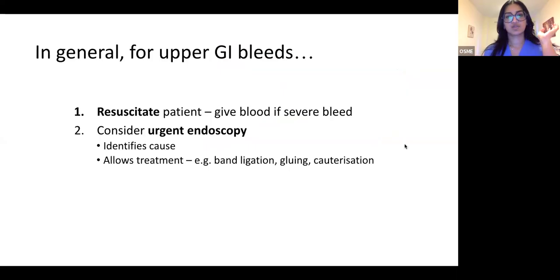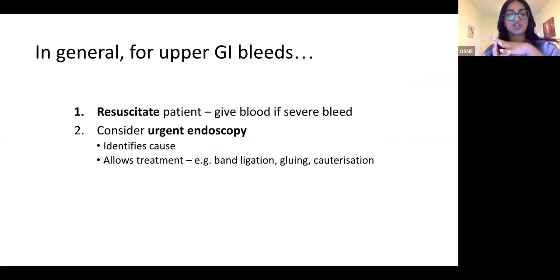So in general, if someone comes to you having an upper GI bleed, you would want to take an A to E approach. So resuscitate the patient. If it's a severe bleed and they're anemic on the VBG, then you'd give them blood. And you'd definitely want to refer them to gastro, and consider an urgent endoscopy as well. This would allow you to identify the cause.